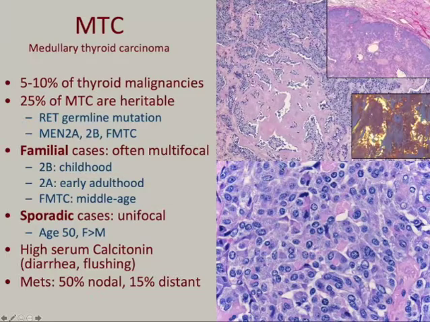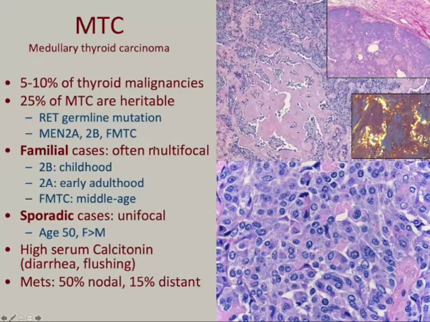So medullary is your last non-follicular cell carcinoma, right? This is a cancer of C cells, can be familial, can be sporadic. Actually, most are sporadic. About 75% of medullaries are sporadic in all age groups. In kids, they're familial, essentially.